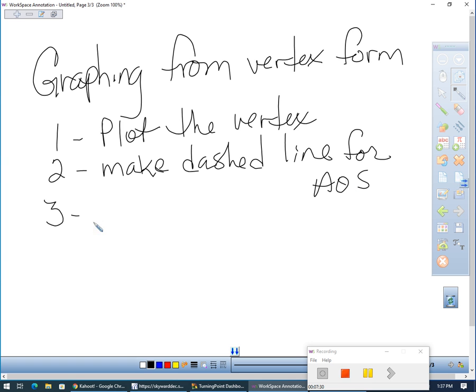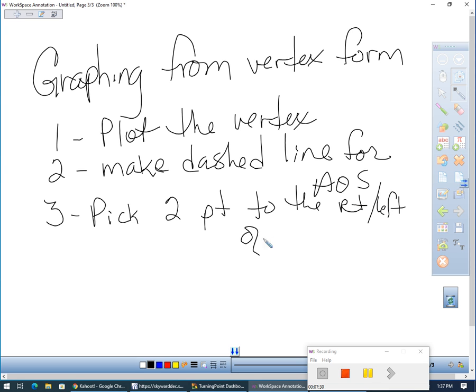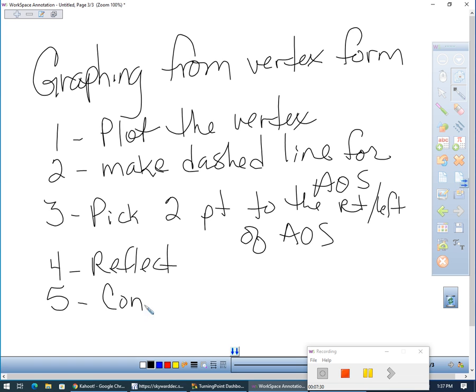Step 3, pick 2 points to the right or left of the axis of symmetry. And then step 4, reflect. And step 5, connect. Now, it's not as bad as it sounds. All right? So we're going to start off with a real easy one.